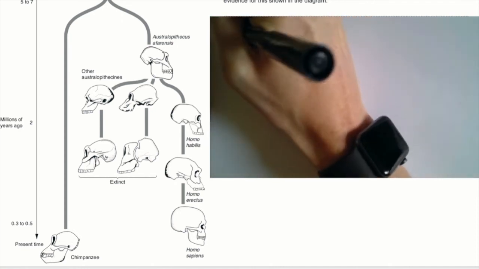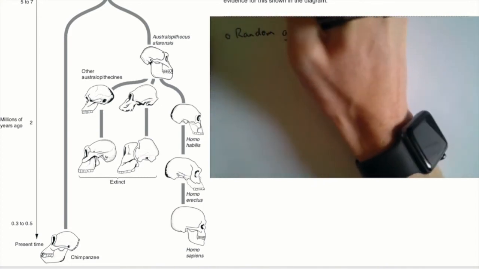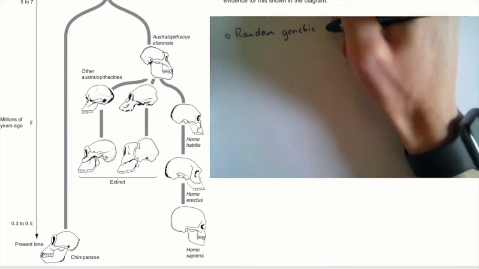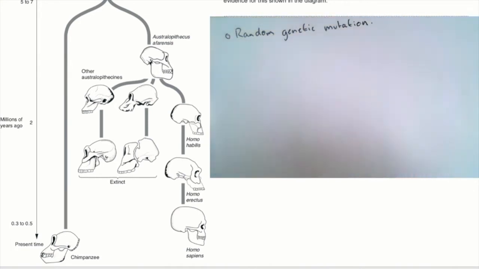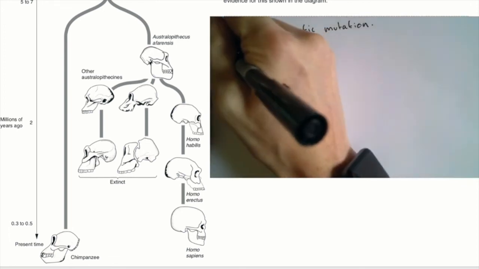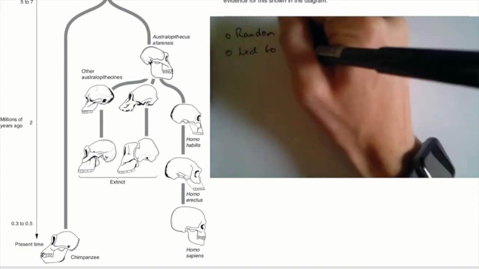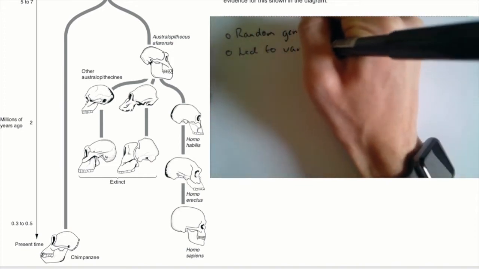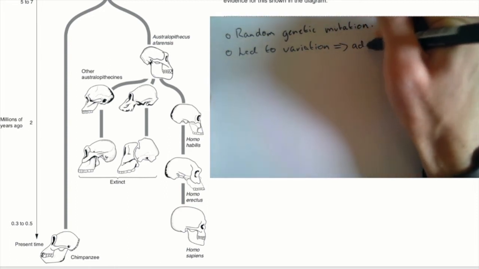So we'll start by saying there is a random genetic mutation. This is the key first step to evolution, and putting it down straight away shows that you know what you're talking about and gets you a mark. And this random genetic mutation led to variation in the species. Okay, and this variation, it can be an advantage or not.